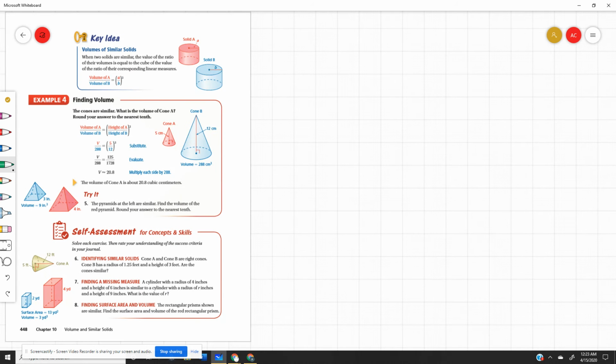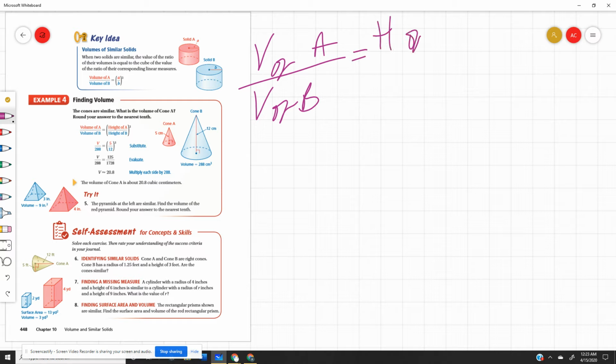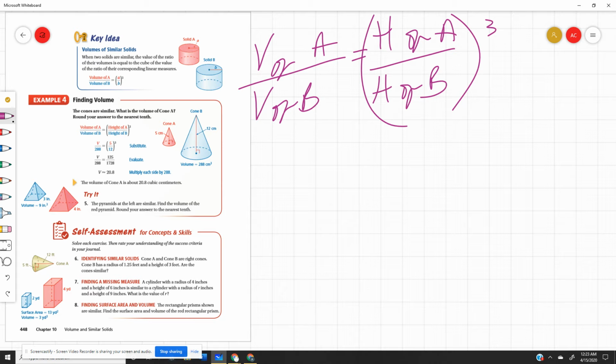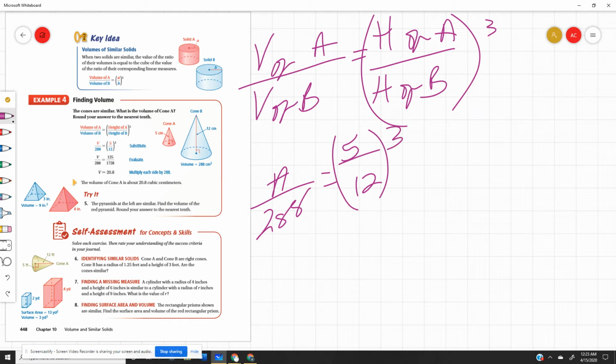Okay, so when we're looking here at example 4, it says the cones are similar. What is the volume of cone A? Round your answer to the nearest tenth. So volume of A over volume of B is equal to height of A over height of B cubed, okay? So the volume of A we don't know. The volume of B is 288. The height of A is 5. The height of B is 12. We're going to cube it.